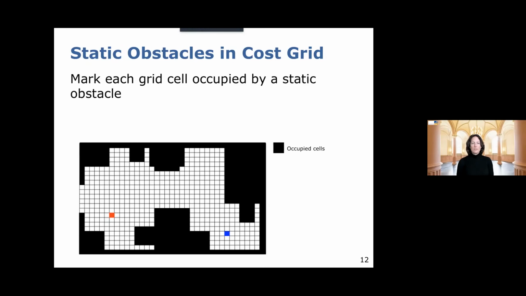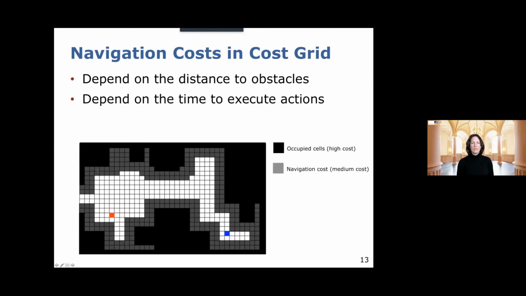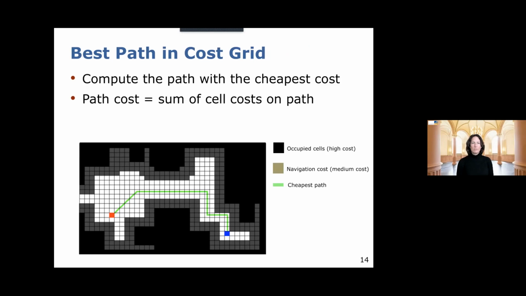And the navigation costs of the remaining cells first depend on the distance to the obstacles. So the closer a cell is to a static obstacle, the higher its cost. With that, we indicate that these cells are dangerous since collisions of the robot with the obstacles might occur. And second, the cost of the remaining cells depends on the time to execute actions. And then we calculate the best path in the cost grid of the robot. And the best path is the one with the cheapest costs.